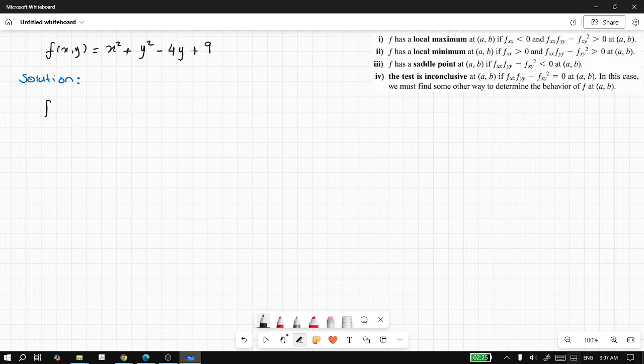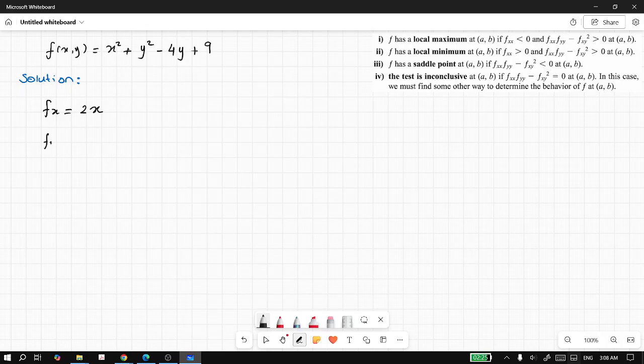So what is f sub x? You know, it's the first partial derivative of the function with respect to x, and we consider every y is a constant. So here f sub x is equal to 2x. The y squared will equal 0, minus 4y is 0, and plus 9 is also 0. So f sub x is equal to 2x.